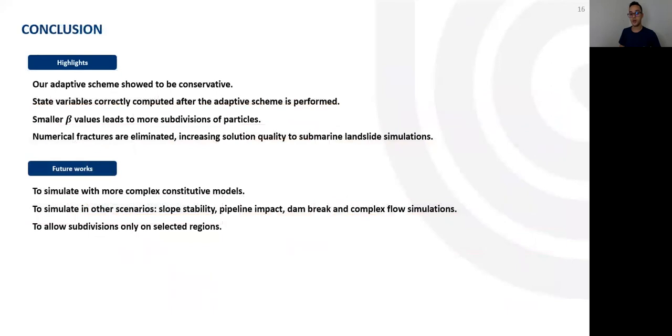And as a conclusion, we observed that our adaptive scheme showed to be conservative. State variables were correctly computed after the adaptive scheme was performed. Smaller beta values led to more subdivisions of particles, and the numerical fractures were eliminated, increasing solution quality for submarine landslide simulations. For future work, we are aiming to simulate with more complex constitutive models, to simulate in other scenarios, and to allow subdivisions only in selected regions.